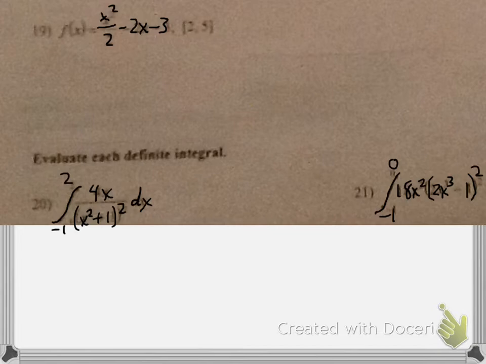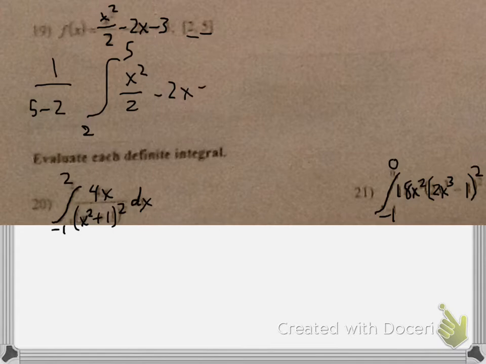Number 19 is finding the average value of a function over the interval, and that's just the formula 1 over b minus a, so 5 minus 2, times the integral from a to b of x squared over 2 minus 2x minus 3 dx. So in other words, whatever we get for our integral value, we're going to divide it by 3, 1/3, and that's the width of our interval. So to integrate, x squared becomes x cubed over 6, x squared, and 3x. We're evaluating at 5 and 2.